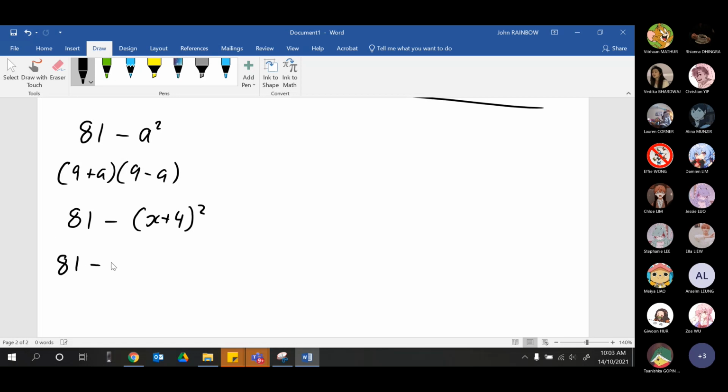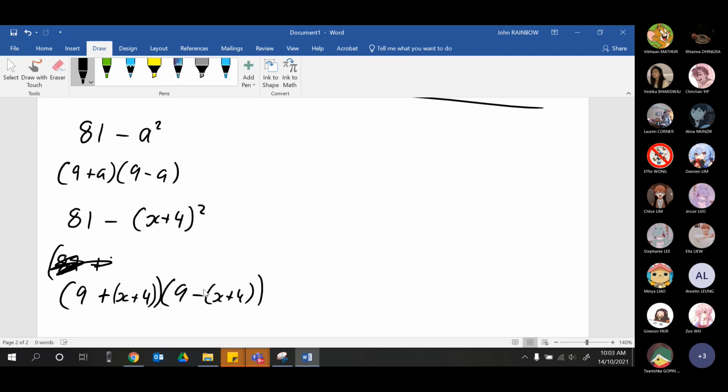81 minus, oh, let's do plus first. 81, square root it. 9 plus x plus 4. You'll see why I always do it in brackets. 9 minus x plus 4.